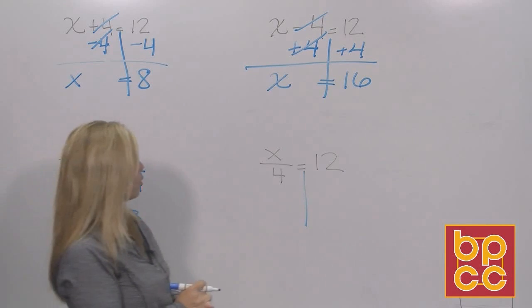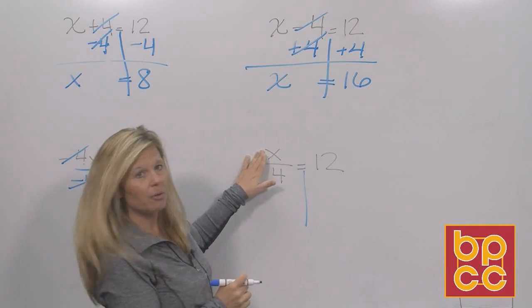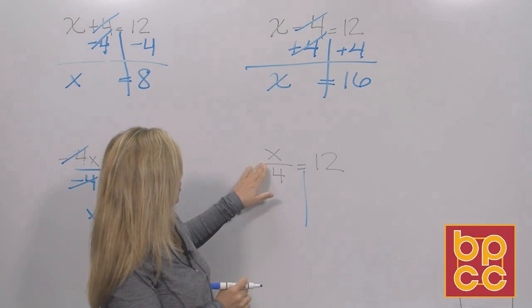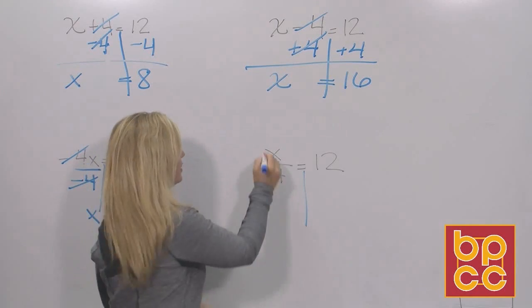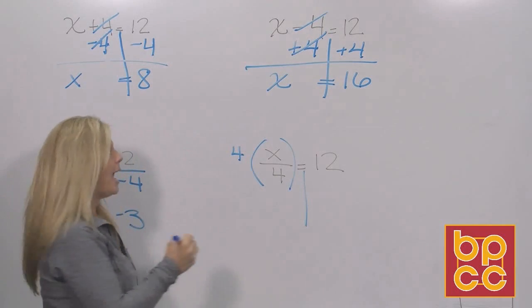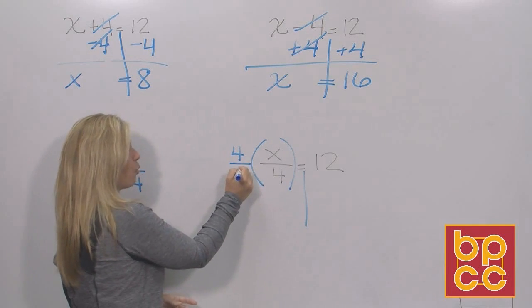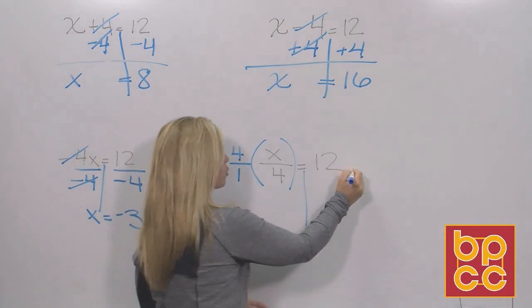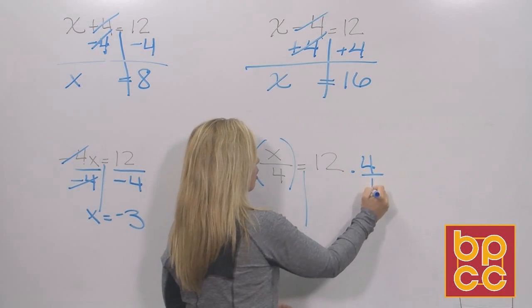Okay, let's try the next one. It's a linear equation. I have the x already on the left, so I need to move the divide by 4. The opposite of dividing by 4 is multiplying by 4. And when you write 4 as a fraction, it's 4 over 1. So we're multiplying this side by 4 over 1.